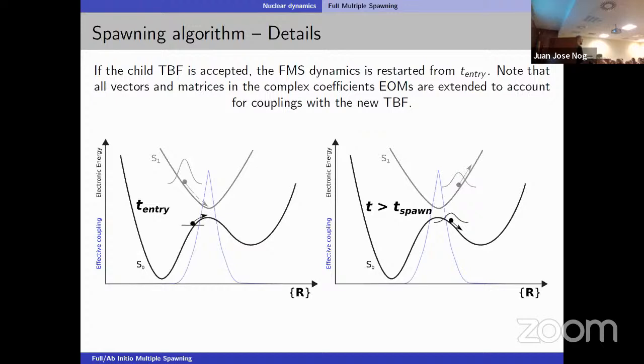Okay, cool. Any other questions while we're here? No? Do you still remember what full multiple spawning is? Yeah, fine, okay. So let's make it now something applicable for molecular systems. So how are we gonna do that?